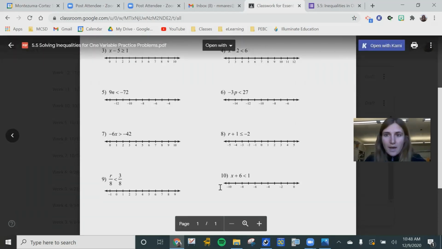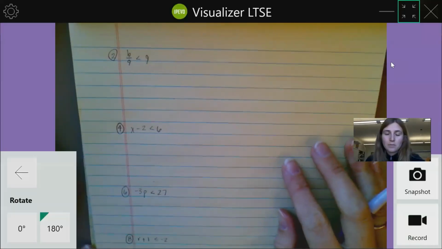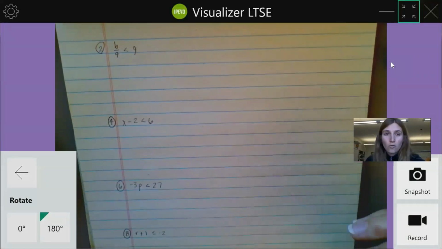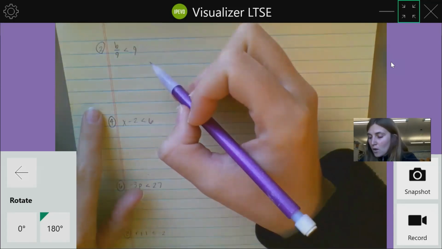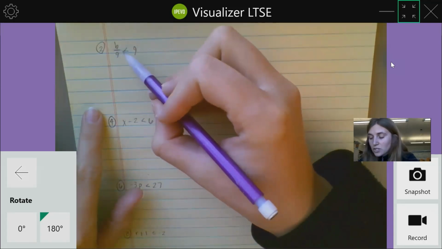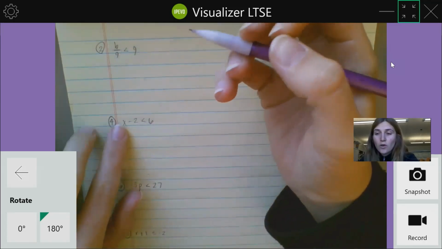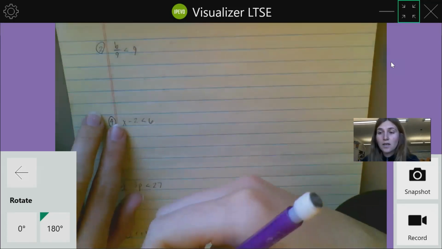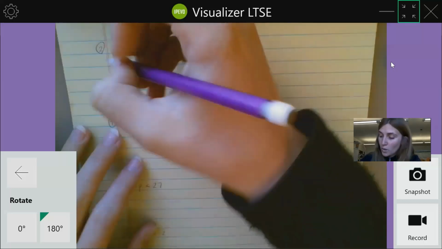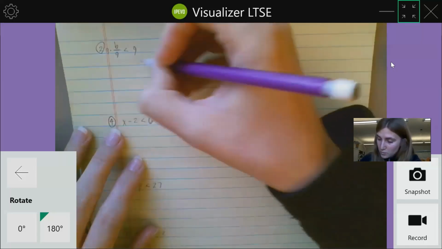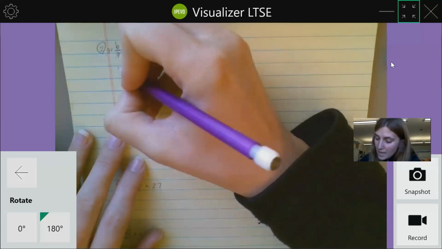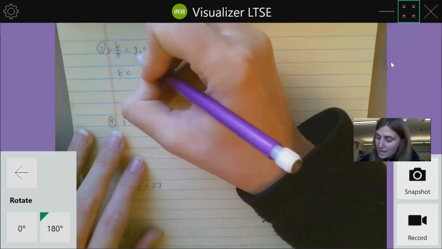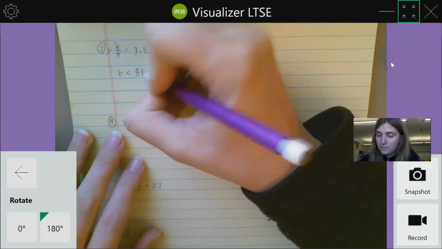So I have copied these problems down onto my piece of paper, and I'm going to just go ahead and start solving. So this first one, we have b over 9 is less than 9. This fraction line symbolizes division. So I know I need to undo the division by using multiplication. So I multiplied this side by 9, which means I have to multiply this side by 9. These 9's cancel out, and I'm left with just b is less than 9 times 9, which is 81.